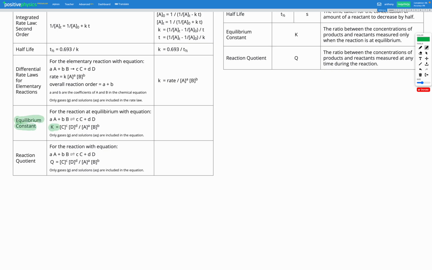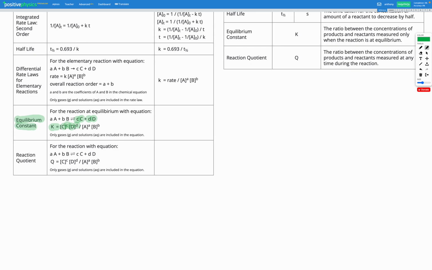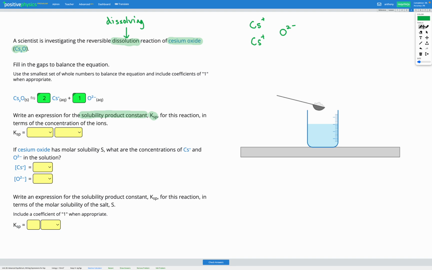In the equation for the equilibrium constant, in the top half of our fraction, we have the concentrations of the products to the power of the coefficients of those products from the chemical equation, divided by the concentrations of the reactants to the power of the coefficients of those reactants. And this note is really important: only gases and solutions are included in the equilibrium constant equation. So let's go ahead and write the equilibrium constant expression for this particular equation.